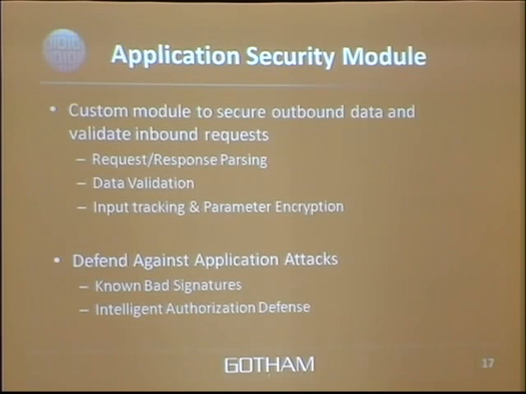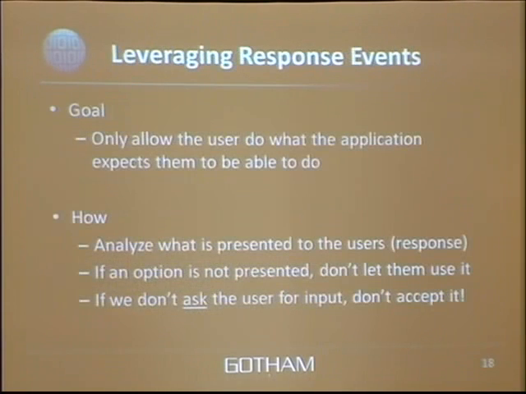So not only could we do some data validation like known bad signatures that most of your WAFs out there already do, just kind of a blacklist, we could also do a little more intelligent authorization level defense mechanism, because we know what the application is presenting to the user. In theory, unless there's a login page, an entry point, the user should only be following links and forms and so forth that the application renders. So our thought was, let's leverage response analysis using a module to figure out what the user should be able to do and only let them do that.